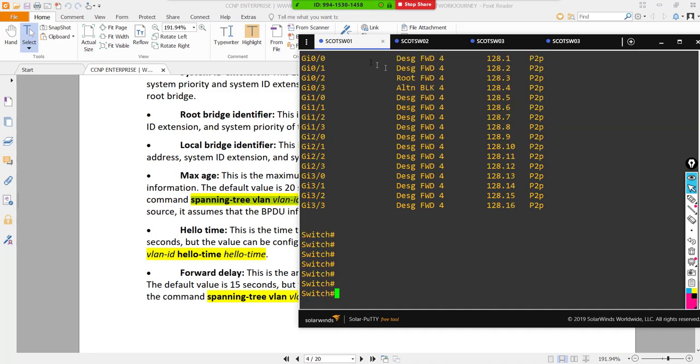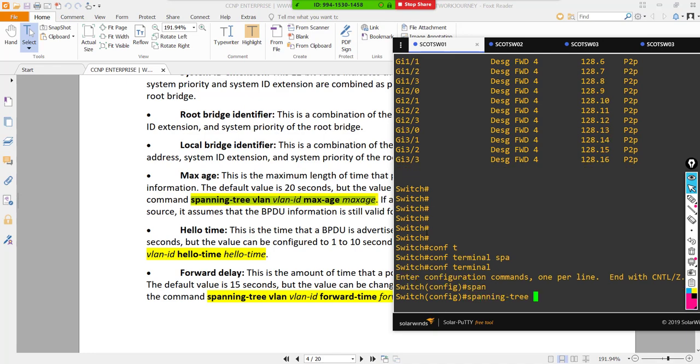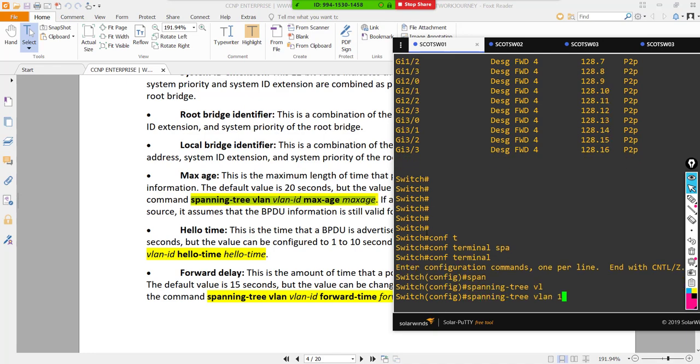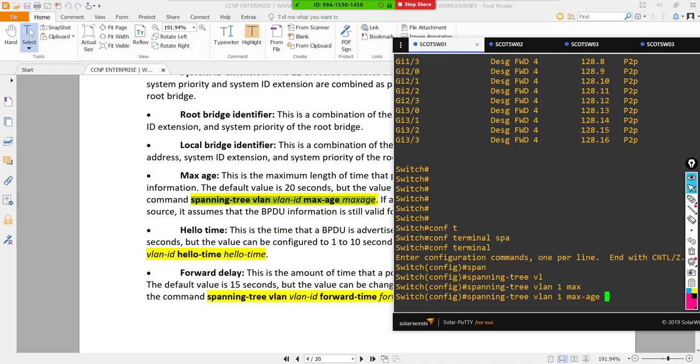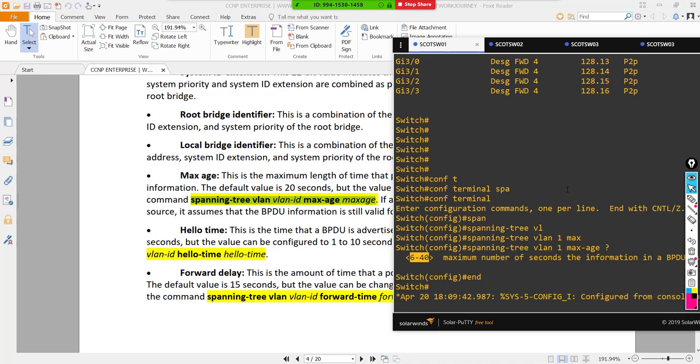Now, to change that, what you just need to do is go to the configuration mode, spanning-tree VLAN, the VLAN number is 1, go with max age and then change the behavior. So you can set anything between 6 to 40. As of now, it is 20. You can just change it. But if you change this, make sure you change it on every switch. Otherwise, there will be inconsistency between the switches' parameters.